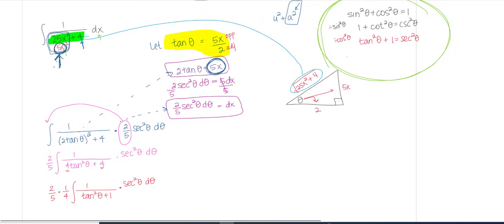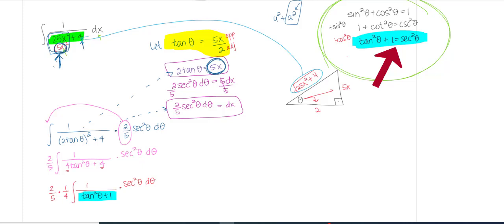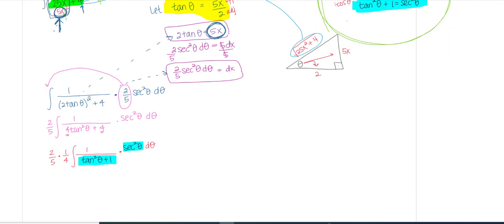Well, what we know from our Pythagorean identities, or what I hope we know from our Pythagorean identities, is that tangent squared of theta plus 1 is equal to secant squared theta. So this tangent squared theta plus 1 is equal to secant squared theta. You could certainly write it as secant squared theta just to see. So I'll do that just so you can see. This will be 1/10. Secant squared theta divided by secant squared theta is 1. So you are literally integrating d theta, or 1 d theta. So I get that 1/10 out front, and it's just theta plus c.